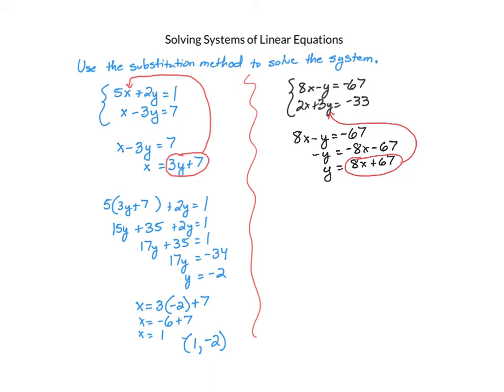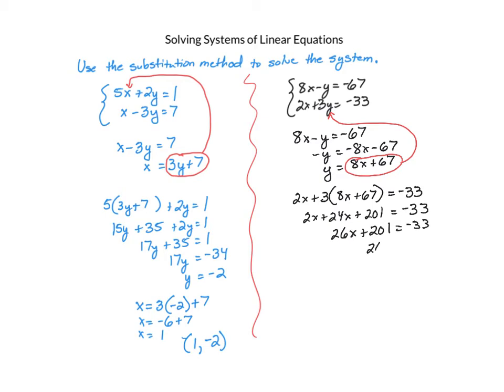So I have 2x plus 3 times (8x plus 67) equals -33. And now we just have a linear equation to solve, and I have 2x plus 24x plus 201 equals -33. So that's 26x plus 201 equals -33.